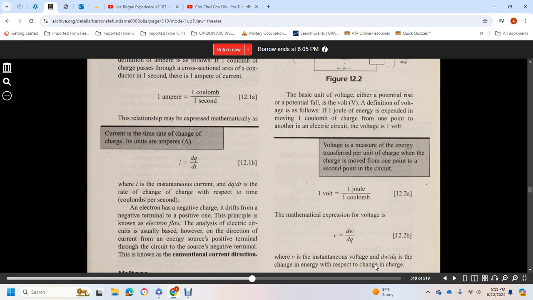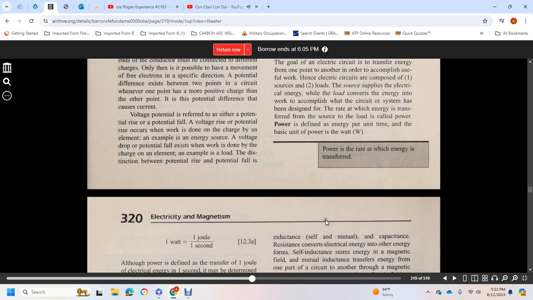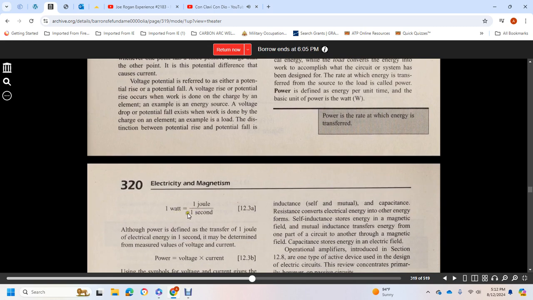Power. The goal of an electrical circuit is to transfer energy from one point to another in order to accomplish useful work. Hence, an electrical circuit is composed of a source and a load. The source supplies the electrical energy while the load converts the energy into the work accomplished. The circuit is designed around the rate of energy transfer from the source to the load. This is power. Power is defined as energy per unit time, with the basic unit the watt. Power is the rate at which energy is transferred. 1 watt is equal to 1 joule over 1 second.